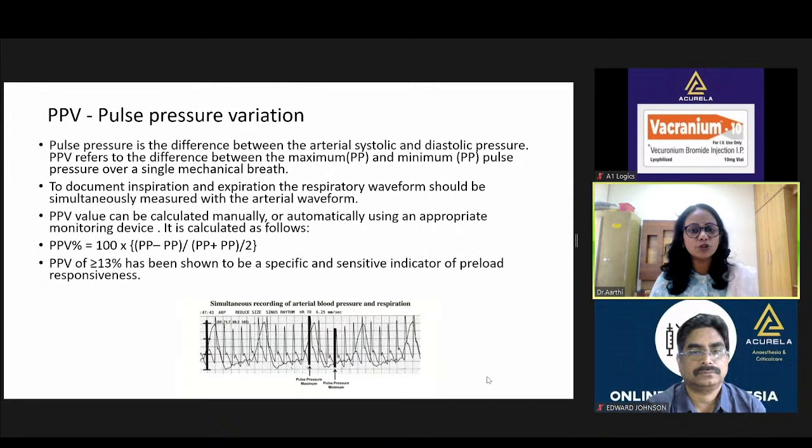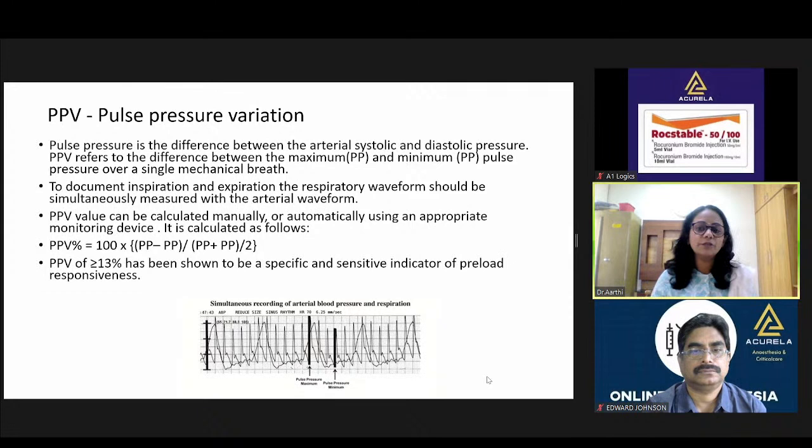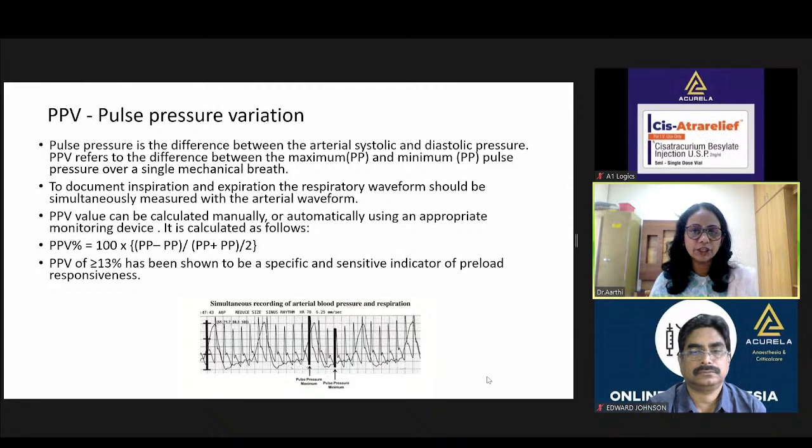To document it, the inspiratory and expiratory respiratory waveform should always be simultaneously analyzed when you are assessing pulse pressure variation with an arterial waveform. Pulse pressure variation can be calculated manually or automatically. So these are the calculations which are done manually.